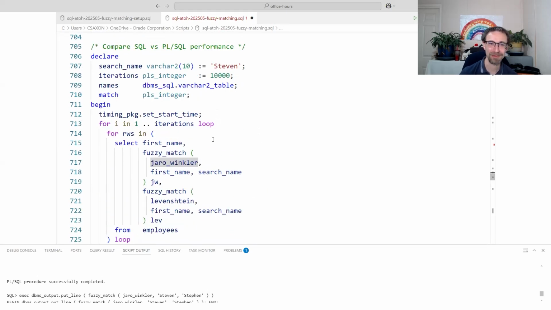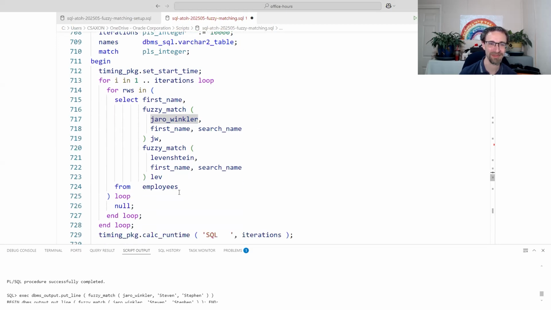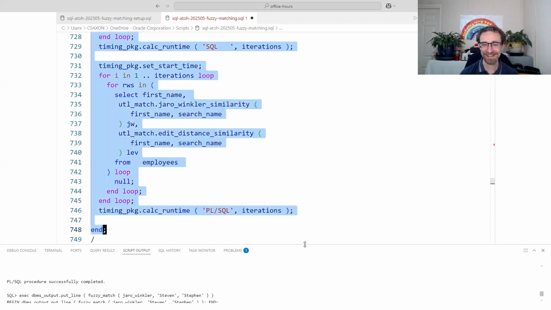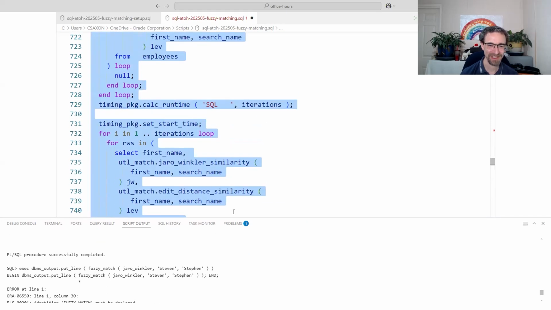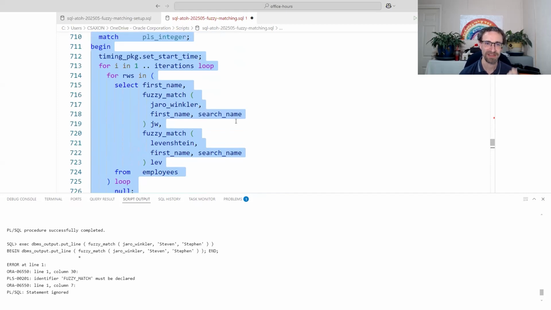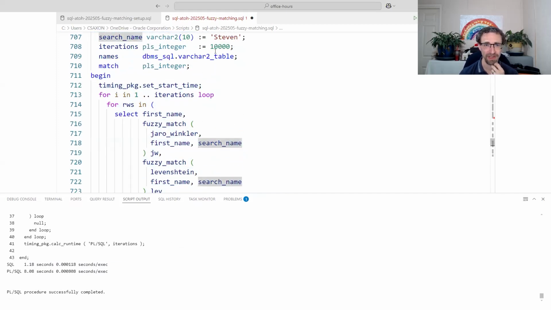So when we look at SQL versus PL/SQL performance, we're just going to loop through the table, doing the fuzzy match, both Jaro-Winkler and Levenshtein using fuzzy match. And we're going to do the same with Jaro-Winkler. These are basically the same thing. I've just swapped out which thing we're actually using here. Someone's saying it depends on what you're doing. Oh, come on. Why does it depend? Anyway, we'll run these and let's see what happens. This is going to take a few seconds to process as it loops through the table many times.